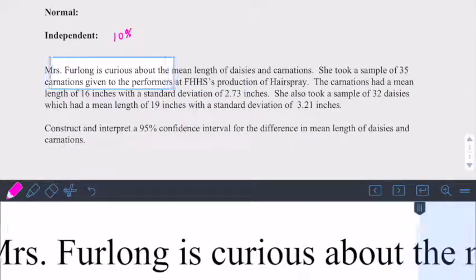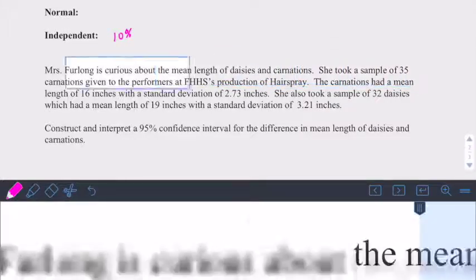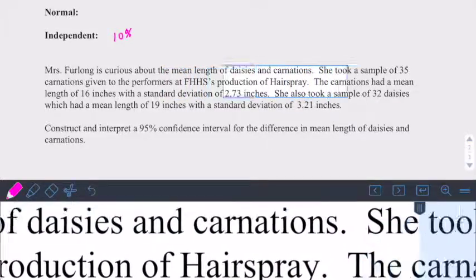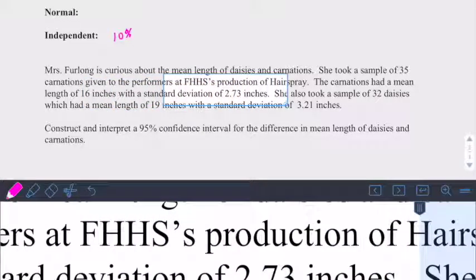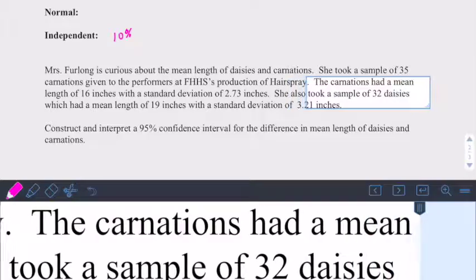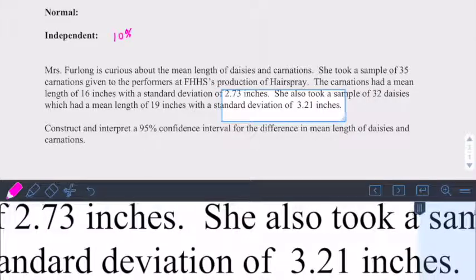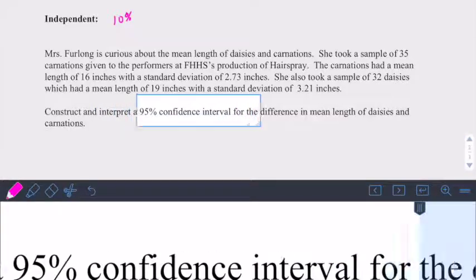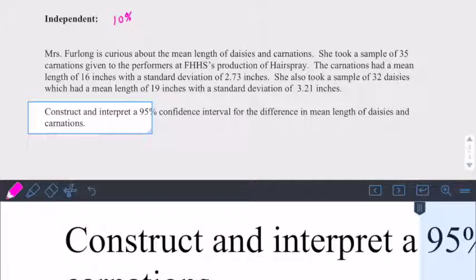So, Mrs. Furlong is curious about the mean length of daisies and carnations. She took a sample of 35 carnations given to the performers at FHHS's production of Hairspray. The carnations had a mean length of 16 inches with a standard deviation of 2.73 inches. She also took a sample of 32 daisies, which had a mean length of 19 inches with a standard deviation of 3.21 inches. We need to construct and interpret a 95% confidence interval for the difference in mean length of daisies and carnations.